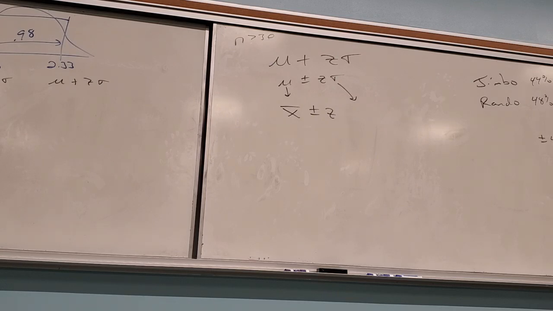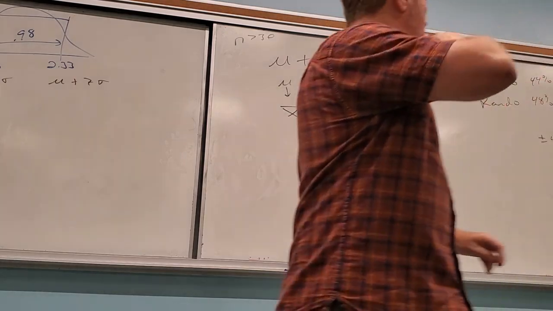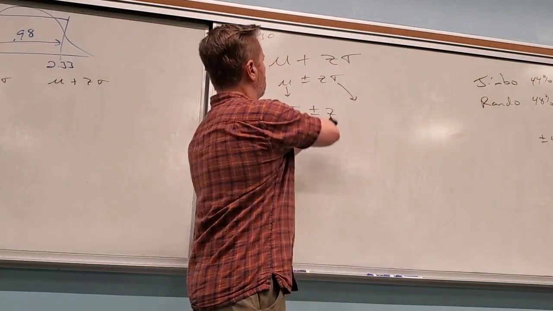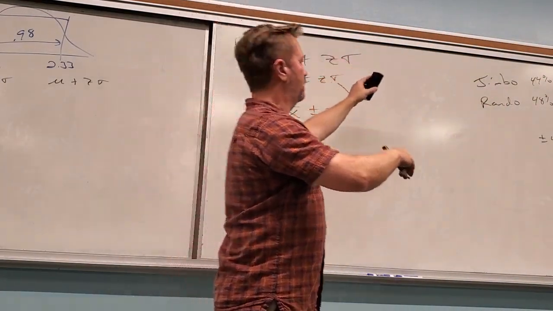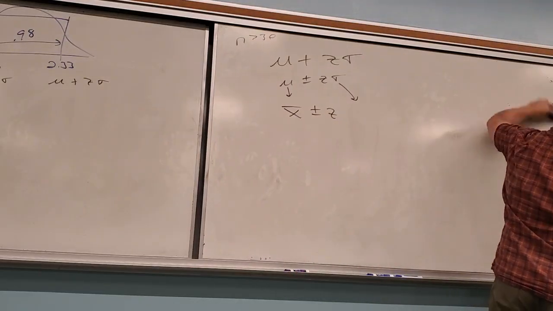Section 8.1 deals with situations where we know the population standard deviation. Let me give you an example where that would make sense. Because normally we don't know anything, so we don't know either one of those. But let's start off with this.